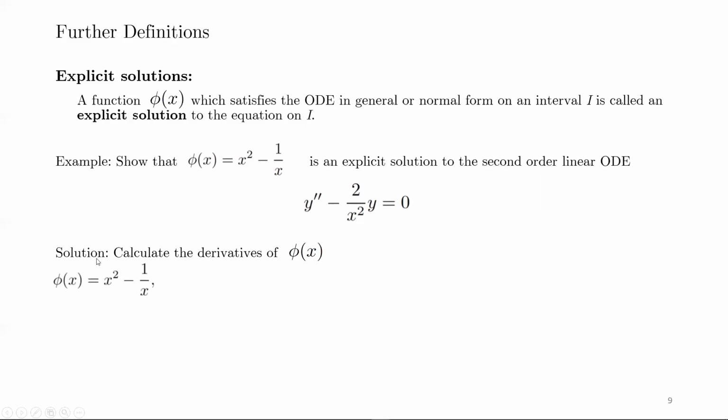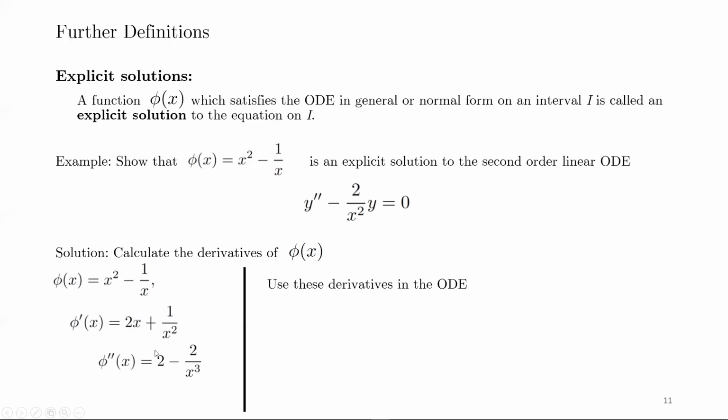So phi itself is x squared minus 1 over x. I'm going to assume that you're quite comfortable with taking derivatives. If we take the derivative of x squared, we get 2x. If we take the derivative of minus 1 over x, we get positive 1 over x squared. And then, of course, we need a second derivative. So if we take the derivative of this function, the derivative of 2x is just 2, and the derivative of 1 over x squared is simply minus 2 over x cubed. Okay, and we're going to use these expressions in the ODE.